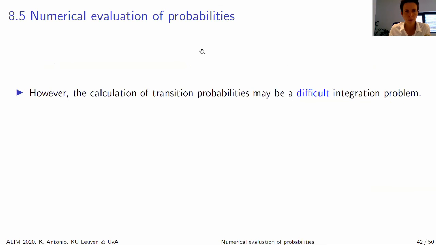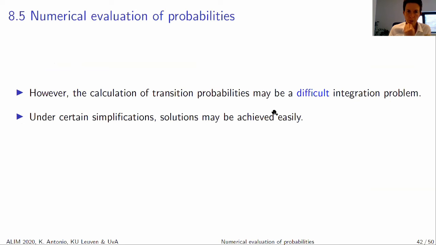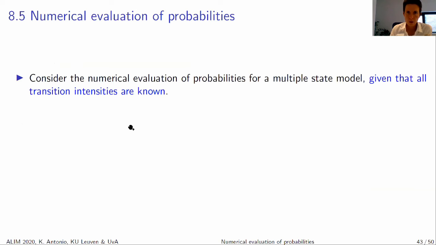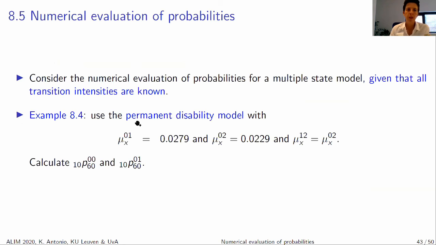Now, of course, the calculation of such probabilities may be a complex integration problem. Under certain simplifications that we will see in the next weeks, solutions can be achieved easily. If that's not the case, you will rely on numerical techniques to calculate your transition probabilities. So let's do some examples, and I'm going to start here.